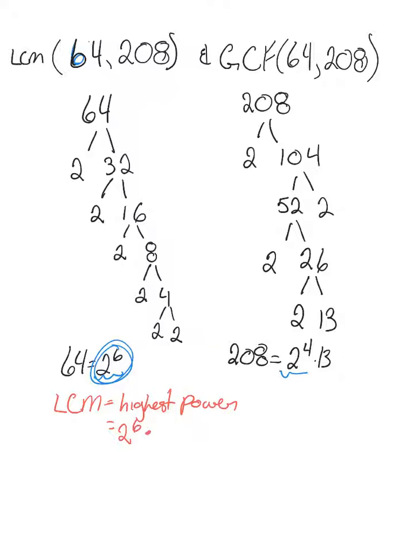And we're given a 13 to the 1, times 13. So the LCM will equal 64 times 13, which equals 832.